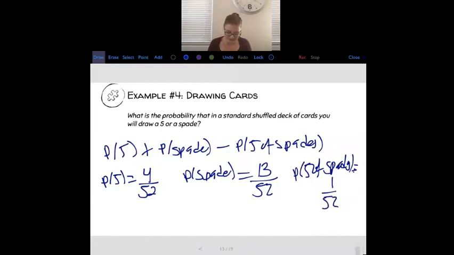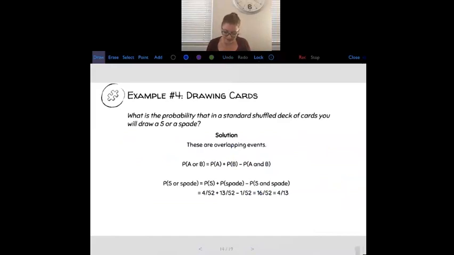Okay. So if we're going to set this up, these are overlapping events, so using probability of a 5, which was 4 out of 52, probability of spade, which was 13 out of 52, minus the probability of 5 and a spade, or the 5 of spades, is 1 out of 52. So you do the subtraction, so take 4 plus 13, 17 minus 1, which is 16, to get the numerator, and then the denominator stays the same. So this probability would be 4 out of 13. Okay, so with OR events, you can have non-overlapping or overlapping events, and depending on which it is will determine how you calculate the probability there.